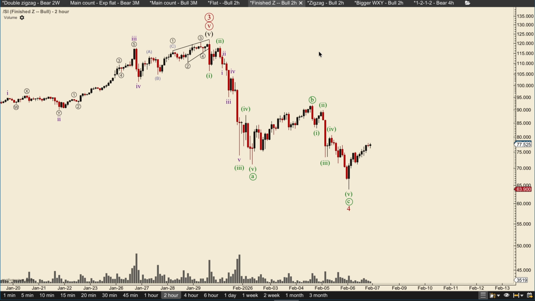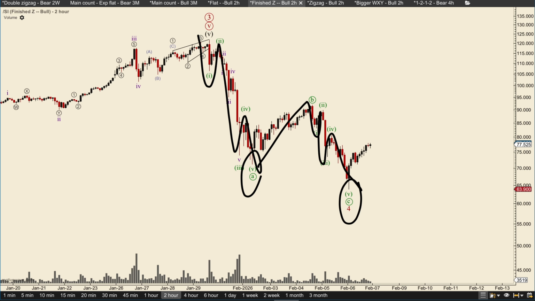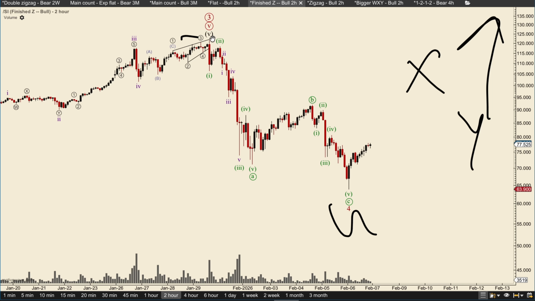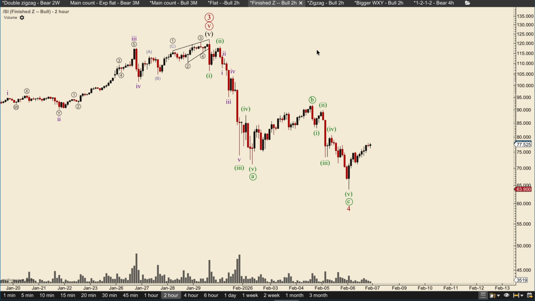The other possibility is we count this as 1, 2, 3, 4, 5, A, B, 1, 2, 3, 4, 5, a zigzag. And after this, we are looking for either continuing the trend, taking out this high, or a W, X, and then a Y, and then we continue the trend, taking out this high.